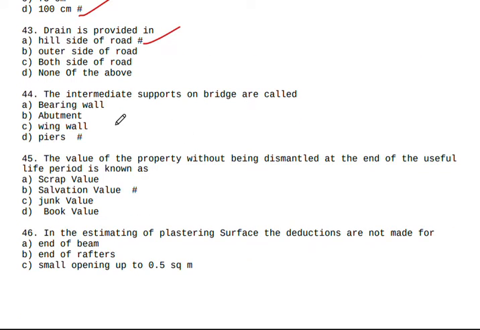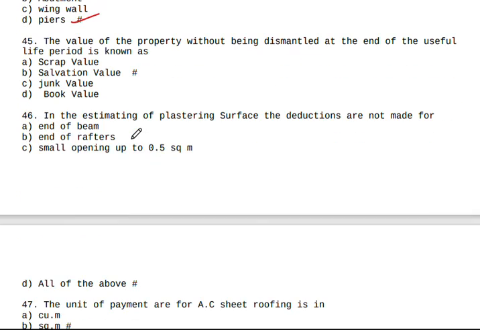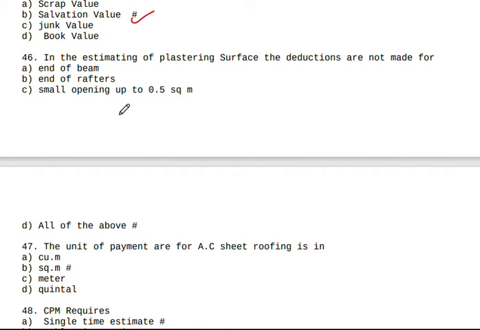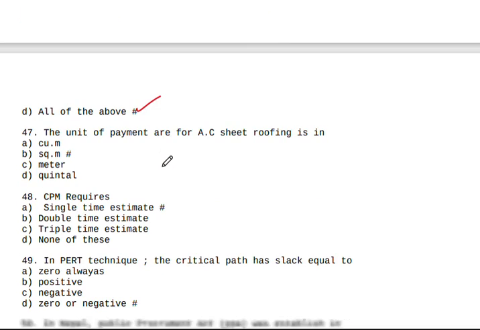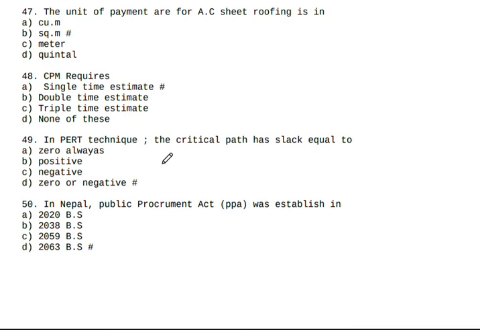The intermediate supports on bridge are called piers. The value of the property without being dismantled at the end of its life is known as salvage value. In the estimating of plastering surface, the deductions are not made for beam interrupters, all of the above. The unit of payment for ACC roofing is square meter.